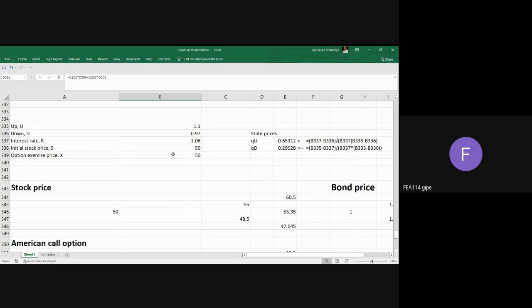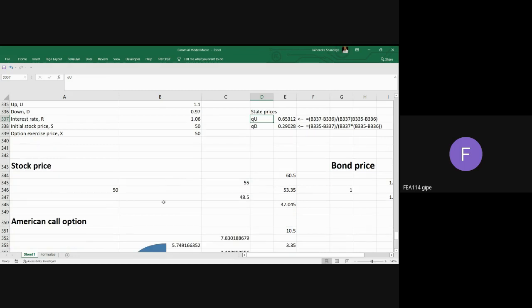So again, the same assumptions: the up state price is 10% up, the down state price is 3% down, the interest rate is 6%, so R becomes 1.06, stock price is 50, exercise price is 50. QU is calculated as (R minus D) upon (U minus D), and QD as (U minus R) upon (U minus D). So these two are calculated.